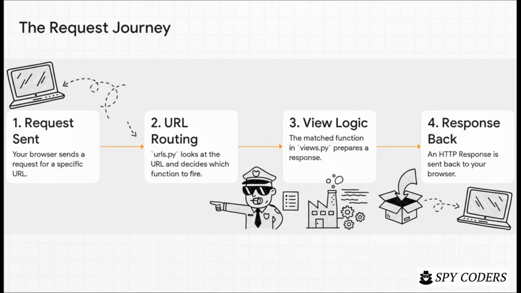So here's how that journey breaks down in 4 simple steps. First, your browser shoots off a request. Second, Django's urls.py file, that's our traffic cop, grabs it and figures out where to send it. Third, it passes that request off to a specific function in a file called views.py to get the page ready. And finally, that function sends a complete response right back to your browser. That's the whole loop, from start to finish.